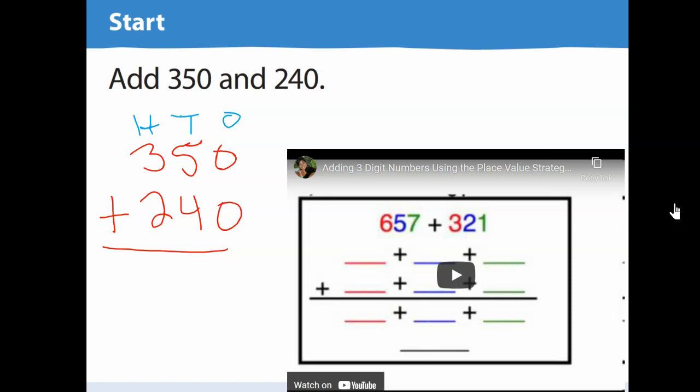So 0 plus 0? 0. 5 plus 4? 9. And 3 plus 2? 5. Perfect. So when I add 350 plus 240, I get 590. Sweet.